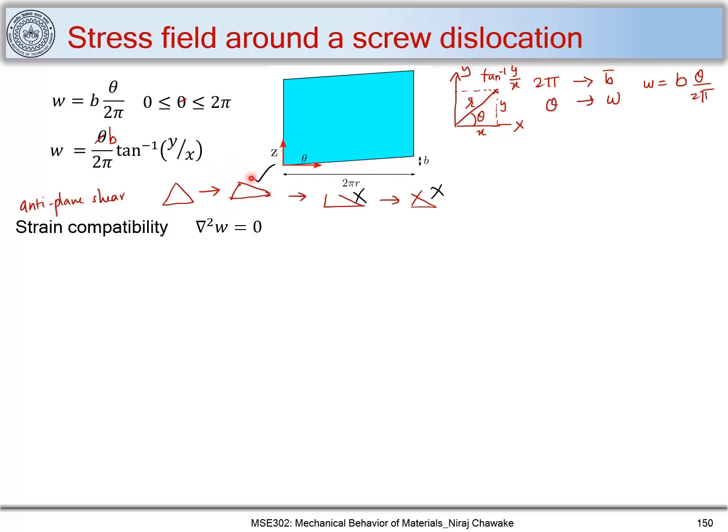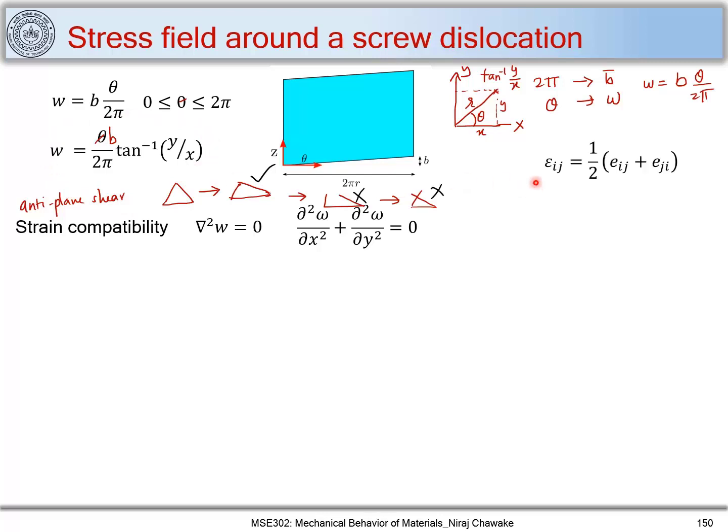So to have this strain compatibility, this must be satisfied. What does that mean? So I can write it as del 2 w upon del x square plus del 2 w upon del y square equal to 0. So this condition must be satisfied, and this relation, that is this displacement along z direction, satisfies this strain compatibility condition.